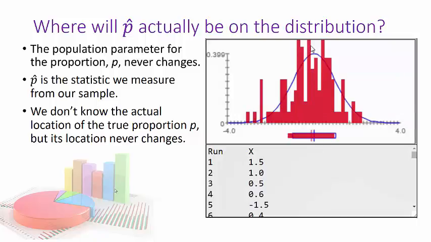Now, by the way, the true proportion doesn't move, and we should never say that it does. What we're saying is, what is the probability, or what is the confidence that we have that we captured the true proportion within the range we specified? So we're never going to know where we're landing on this graph right here.